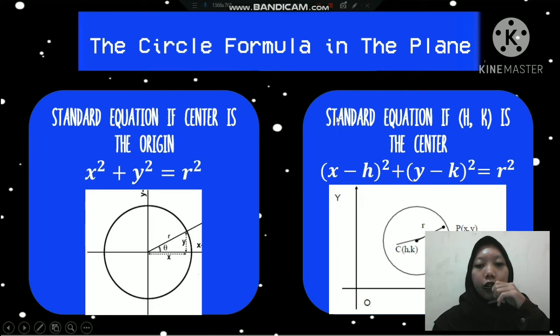And then the second is if (h, k) is the center. The center is not the origin like the first one. The formula is (x minus h) to the power of 2 plus (y minus k) to the power of 2 equals r to the power of 2.